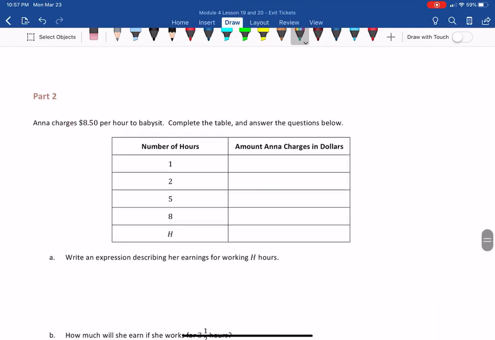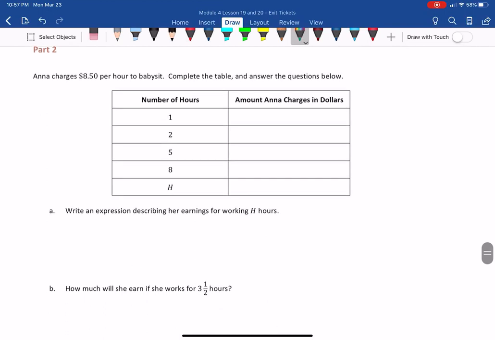If I look at the next thing, Anna charges $8.50 per hour to babysit. Complete the table below. If she works 1 hour, she makes $8.50. If she works 2 hours, I'm just taking $8.50 and multiplying it by 2. So she makes $17 and so on. And then I add another $8.50 or I multiply. So in this case, going from this side to this side, I'm taking it and multiplying by $8.50.